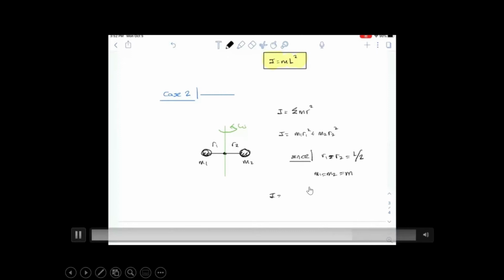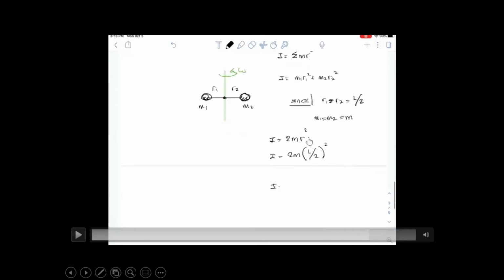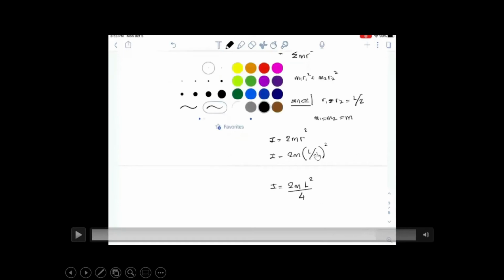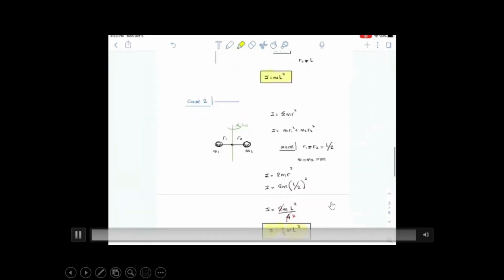We end up getting, when you add those two up, 2mr squared. R is going to be L divided by 2, so this is going to be L squared divided by 4. And then we end up getting a formula that looks like that.